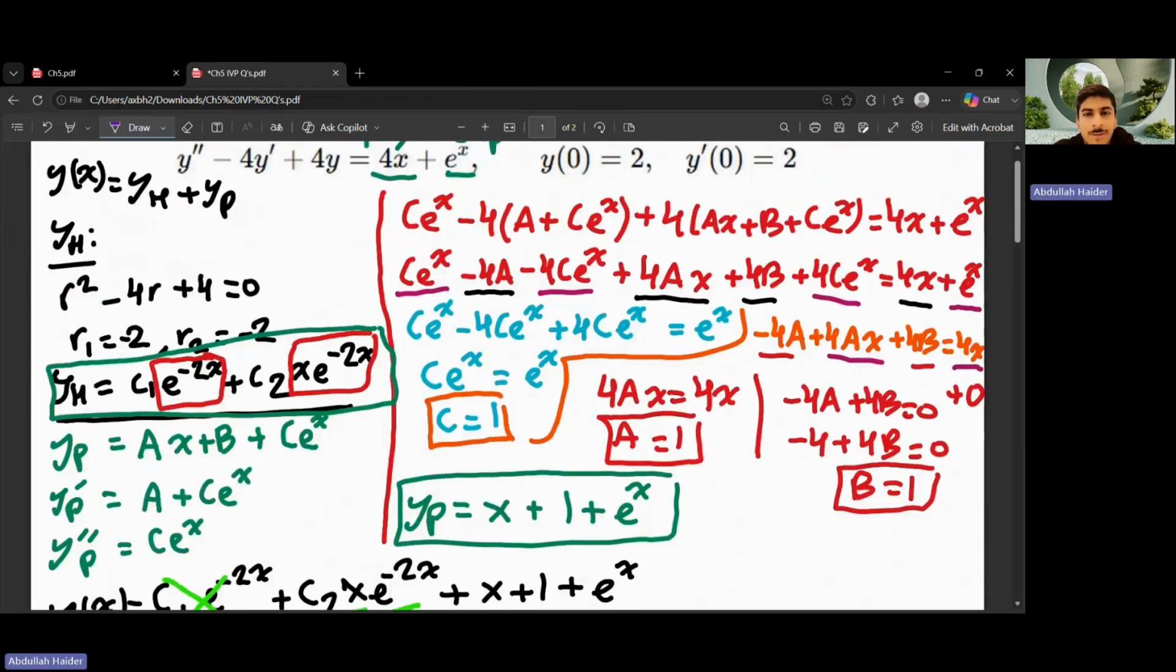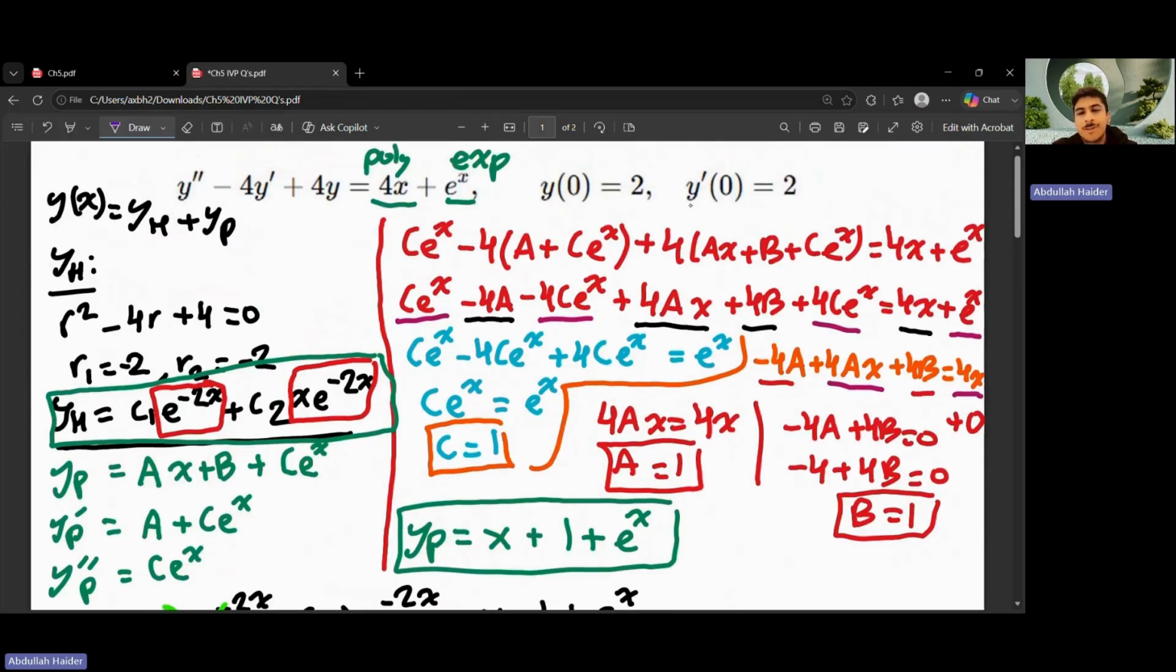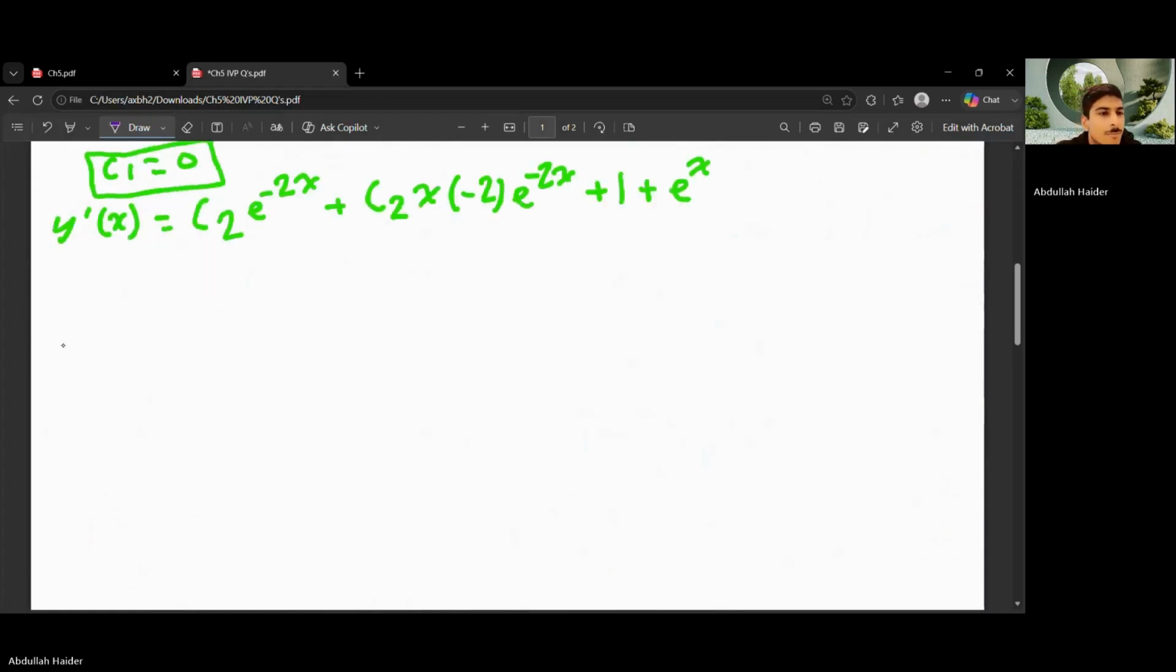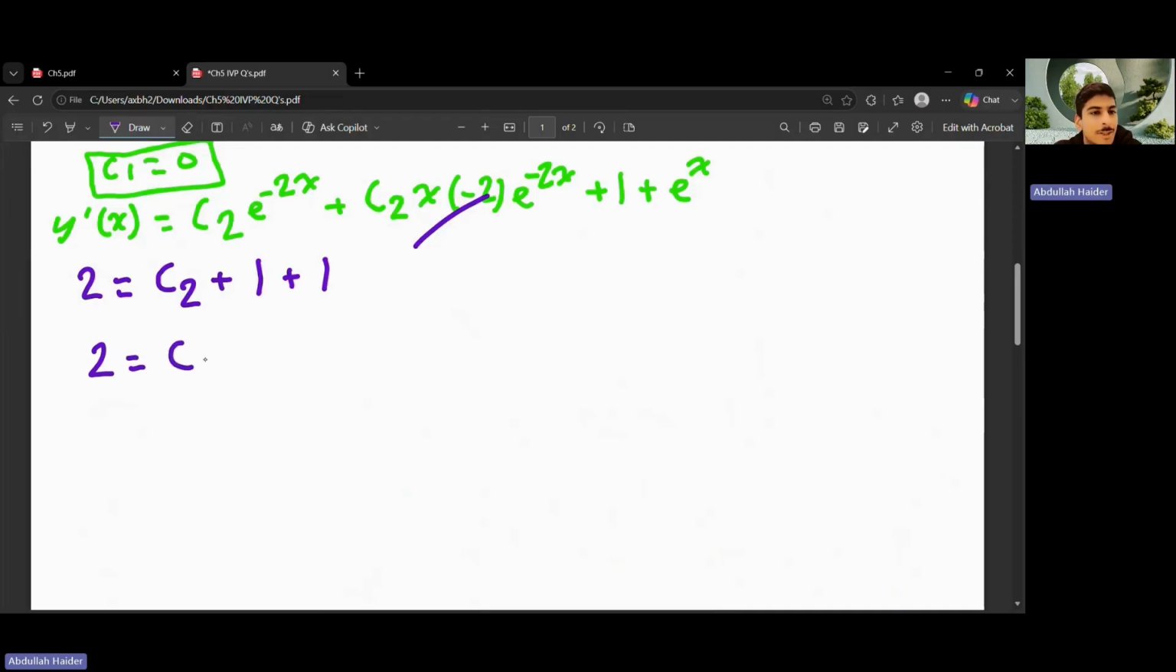So now we find the derivative. We will apply this initial condition: y prime 0 is equal to 2. So we have 2 here, and substitute 0 everywhere. If I substitute 0 here, I'll get e power 0, which is just 1, so C2 is by itself. Plus, if I substitute 0 here, this whole thing becomes 0. Plus 1. If I substitute 0 here, this will become 1. So 2 is equal to C2 plus 2. And once again, C2 is equal to 0.